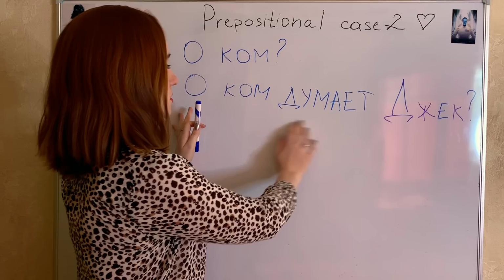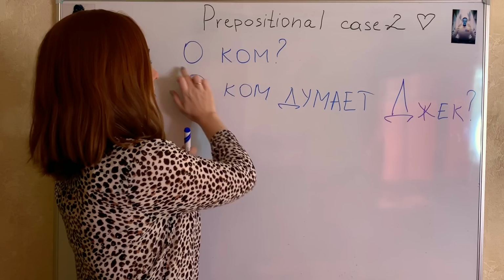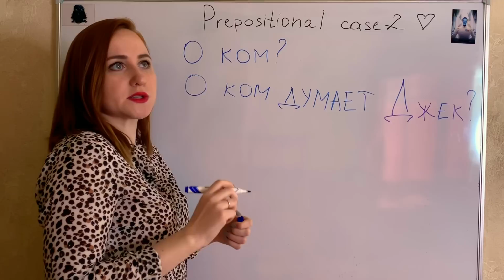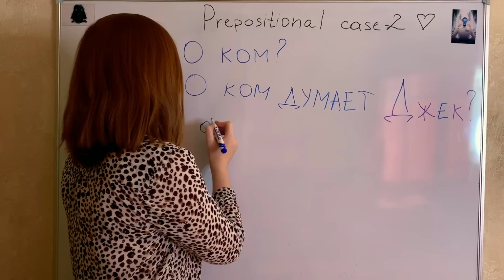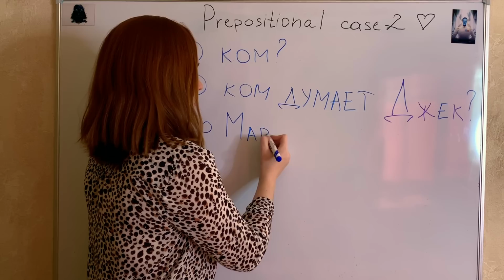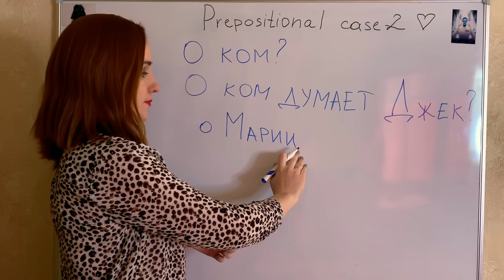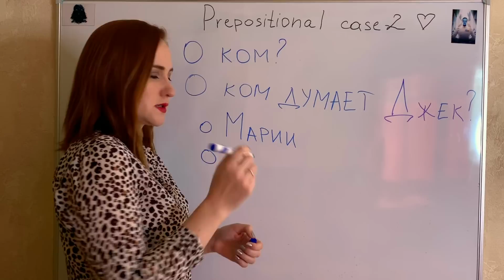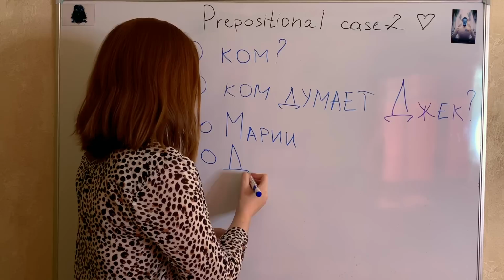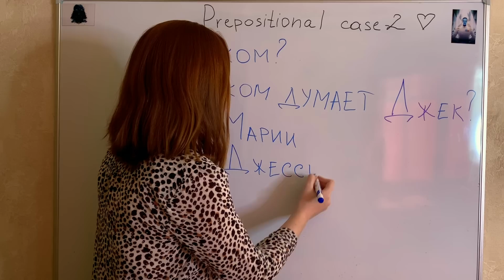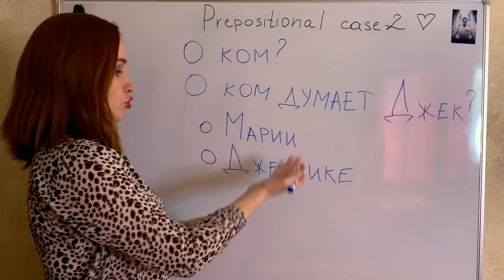Джек is thinking about someone, so we need to understand about who. О ком думает Джек? Maybe, let's practice with names. О Марии, why not? О Марии. He's in love with Mary and he's thinking about her. О Марии. Джек думает о Марии. Or maybe he's a womanizer and he also is thinking about who? Джессика, maybe. О Джессике. Double S here. О Джессике. Джек думает о Джессике.